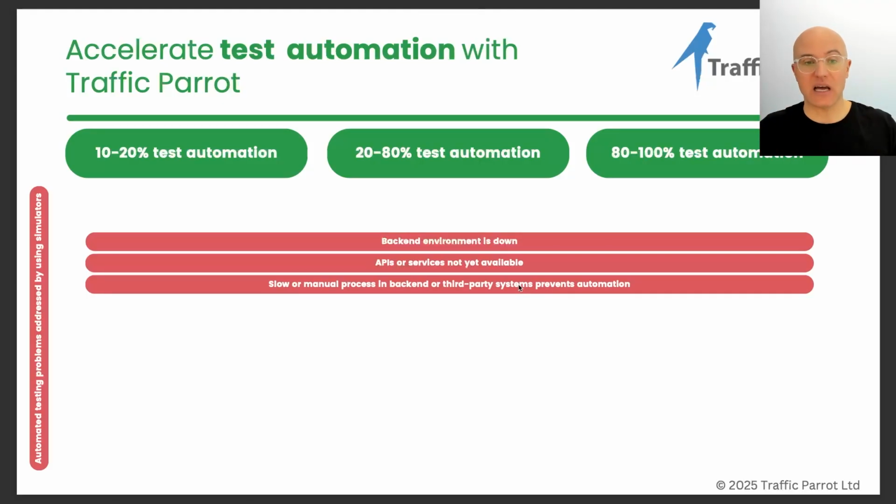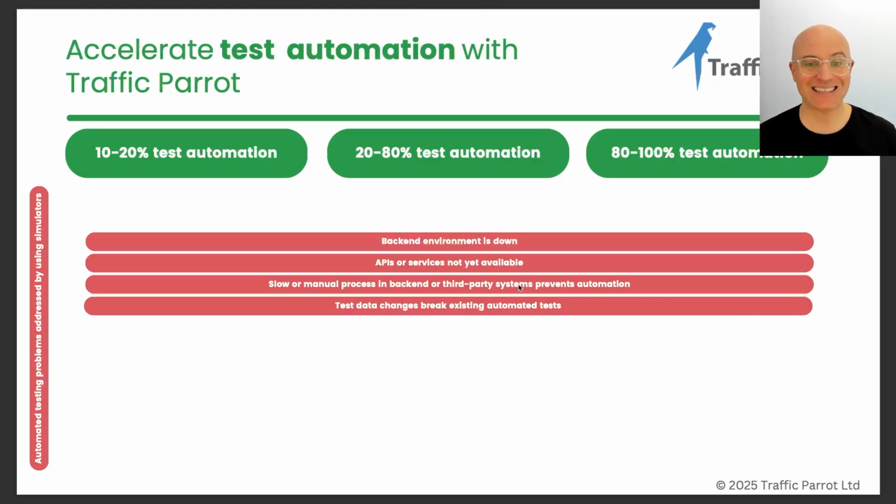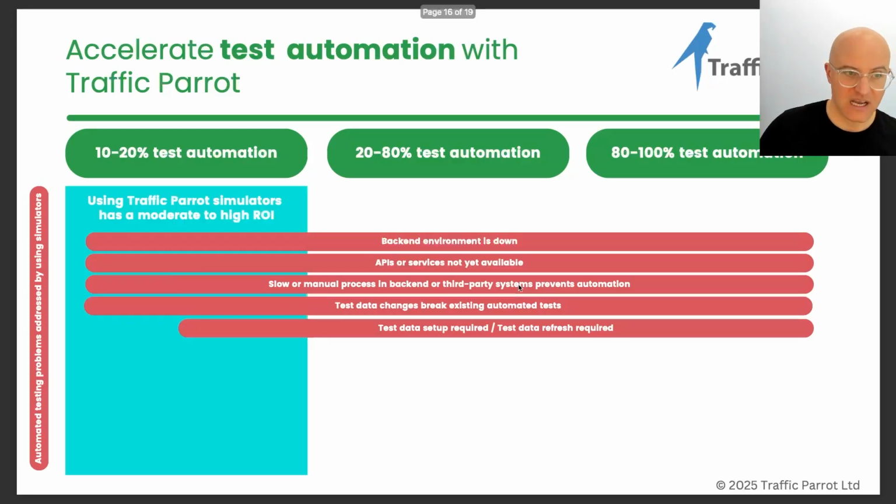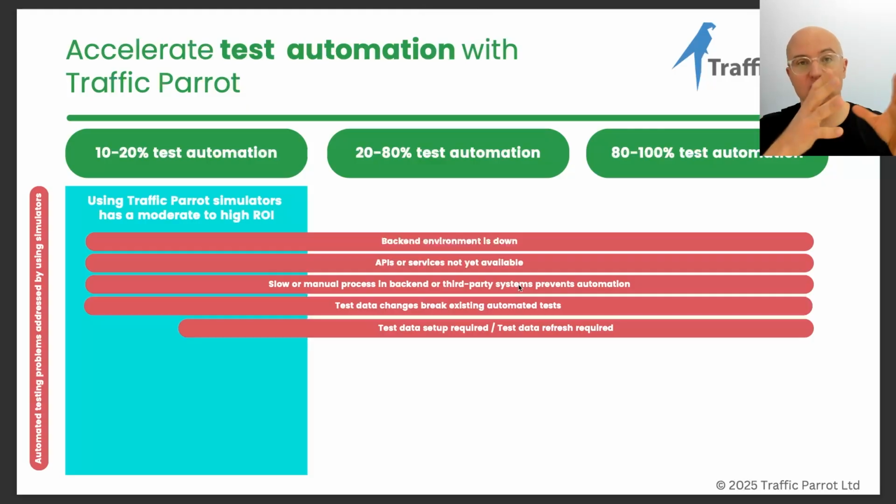We've also got issues like slow manual processes in backend or third-party systems that prevent automation. We've got issues like test data changes that break existing automated tests. And we've got test data setup that is required or test data refresh that is required, which we've actually tested or demonstrated in this video. So what happens is, if you're starting your journey with test automation and you experience any of those issues, you already experience a moderate to high return on investment of using Traffic Parrot simulators, okay? So by all means, if you experience any of those issues, start using API simulation and start using Traffic Parrot.